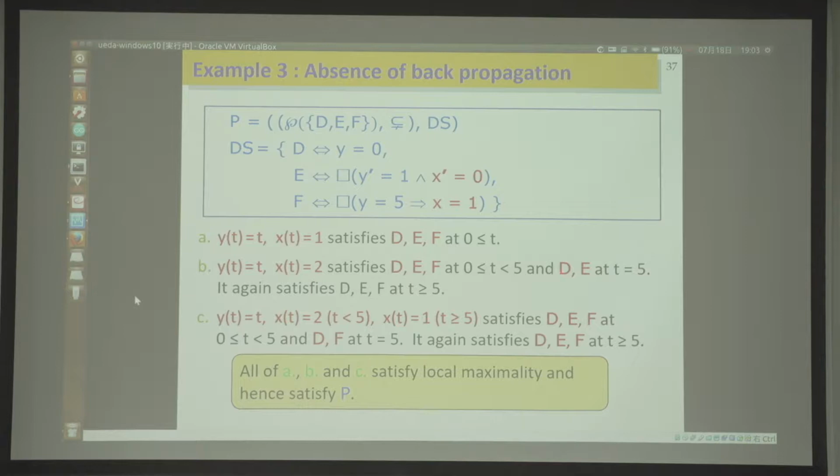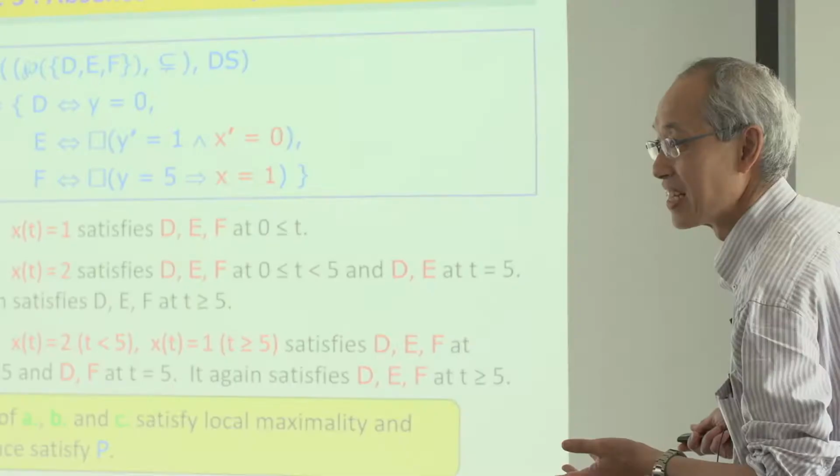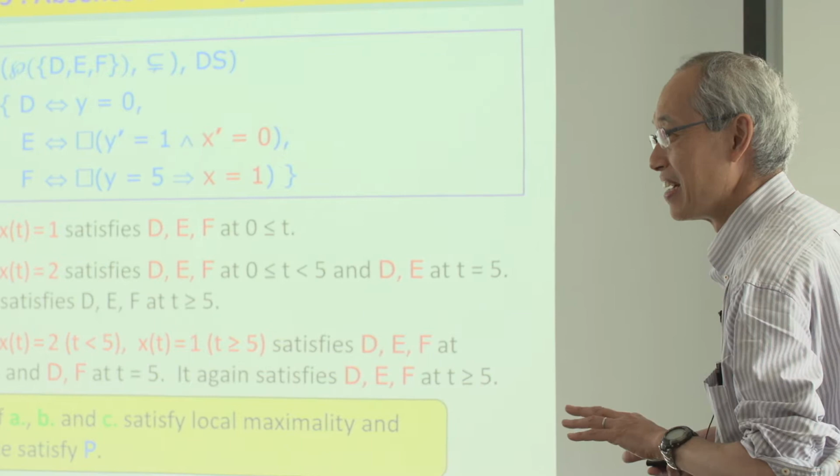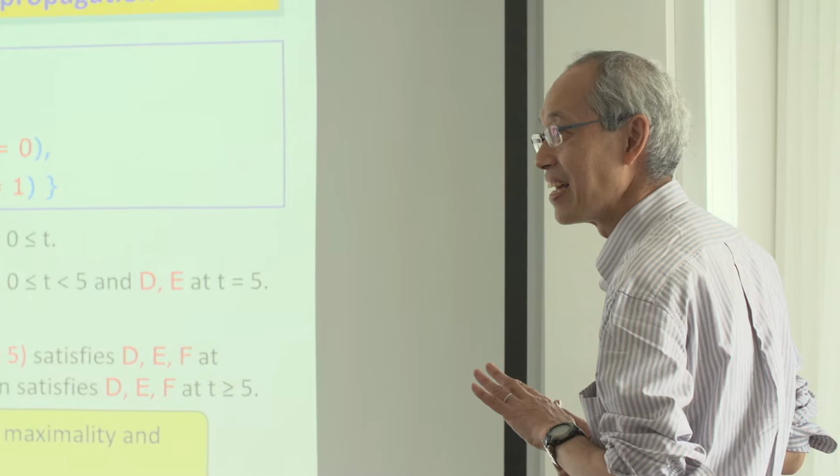This solution satisfied D and E at time 5, but not F. All the three solutions A, B, C satisfy local maximality. This solution satisfied D and F at time 5. But we cannot prefer one over the other. That's the point. Satisfy as many constraints as possible.